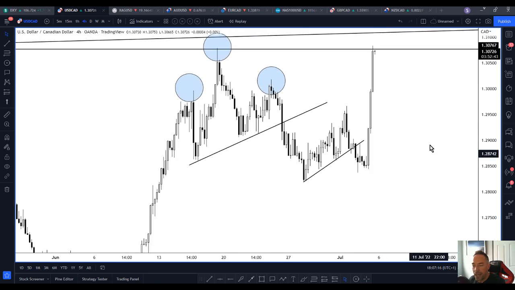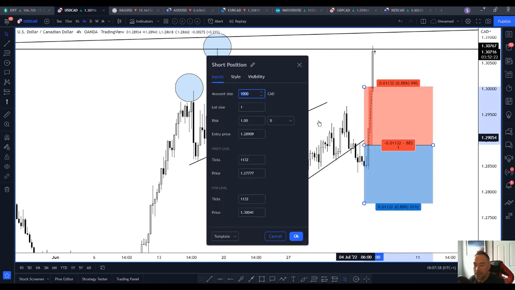And we had a sell limit. It was around about 128.8, something like that. Can't quite remember. You know what? I will have a little look for you. Yeah, 128.820 was a sell limit.